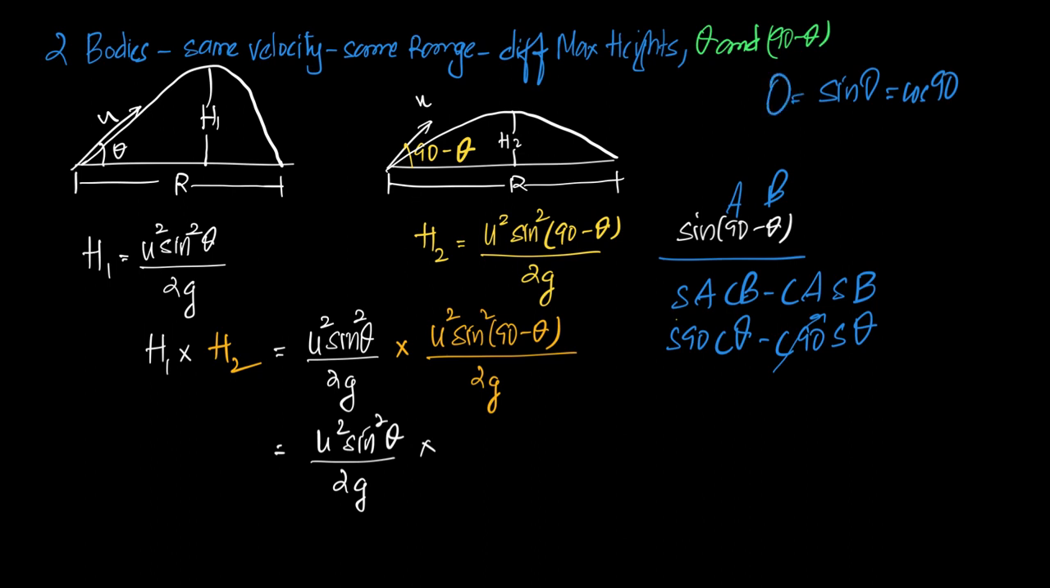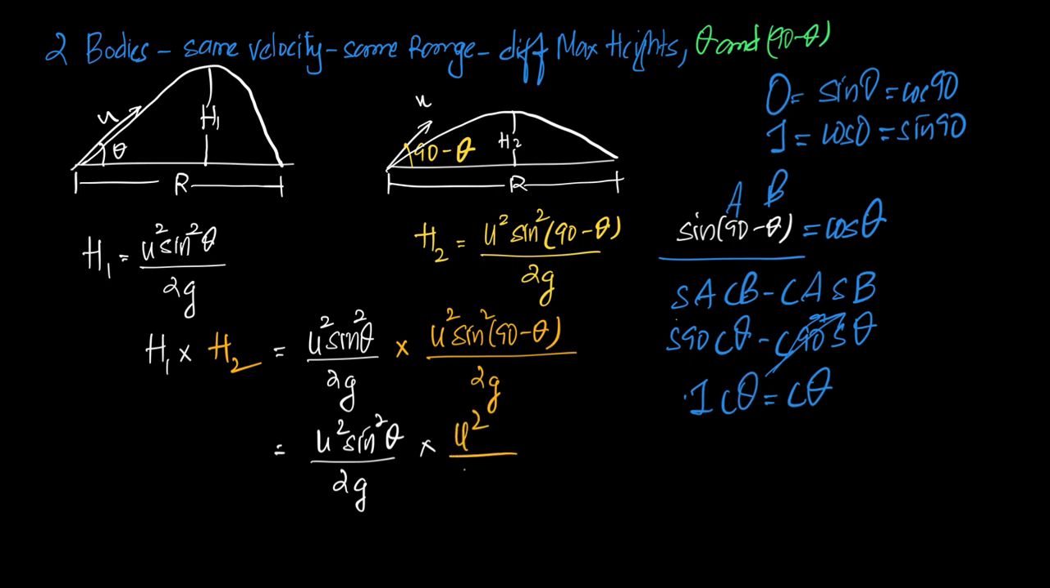So this complete term is 0. So all we have is sine 90. What is the value of sine 90? See, cos 0 is equal to sine 90 is equal to 1. So this becomes 1 into cos theta, which is equal to cos theta. So what is sine 90 minus theta equal to? It is equal to cos theta. So instead of u square sine square 90 minus theta, what can we write here? u square cos square theta. Okay.